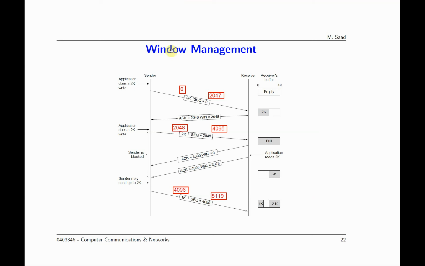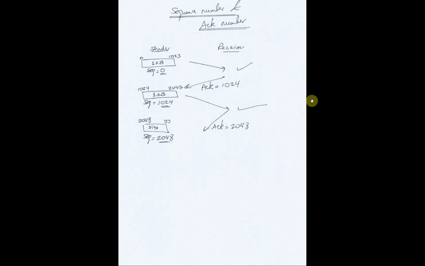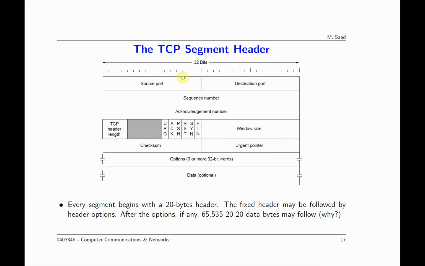So this is something that we covered last time. We talked about window management, which is a way to achieve flow control, or this is the way for TCP to do flow control. How does this happen? It happens as follows, just as a reminder so that we can continue. This is the TCP header. We talked about the TCP header in full detail. One of the fields is called window size.